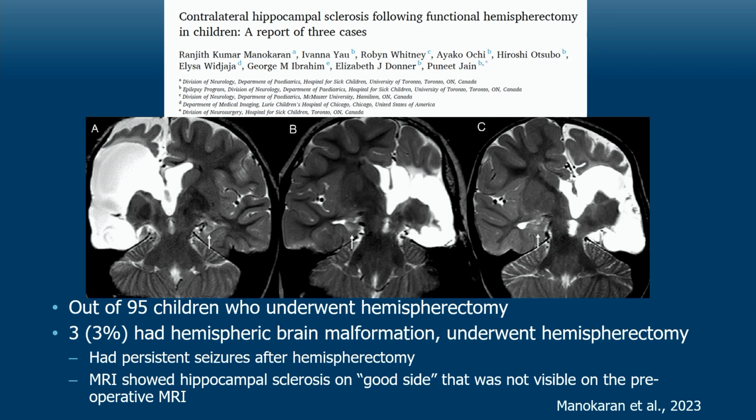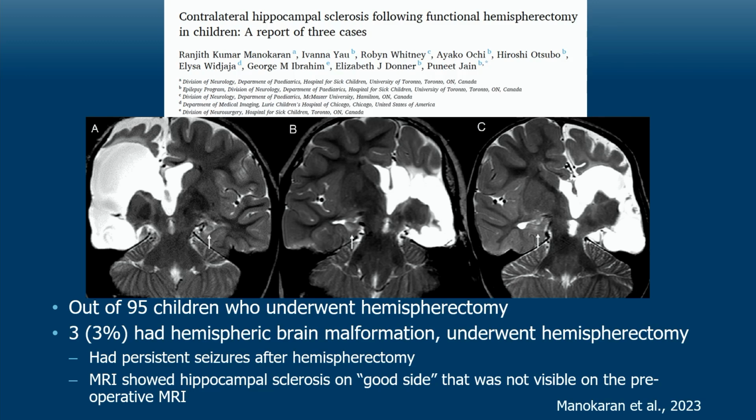In addition to residual connections, what other potential abnormality can we find on the MRI? We reviewed all the MRIs of patients who had undergone hemispherectomy, and among these, we found 3 patients who had persistent seizures after hemispherectomy, and the repeat MRI post-hemispherectomy showed hippocampal sclerosis on the good side of the brain.